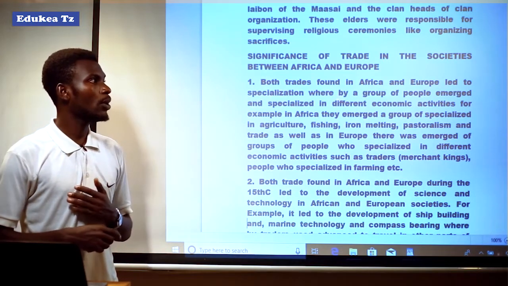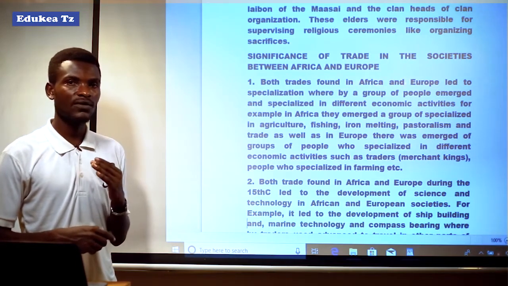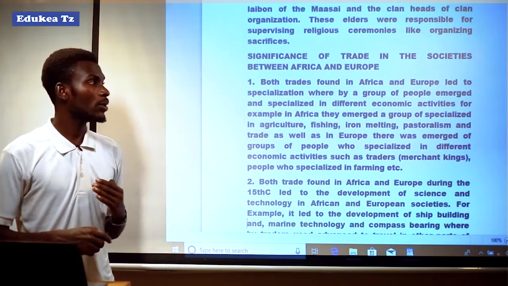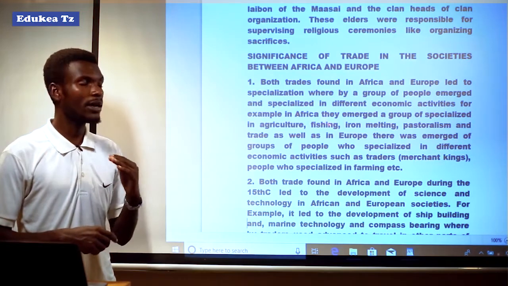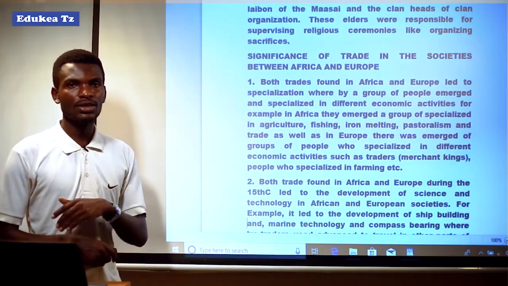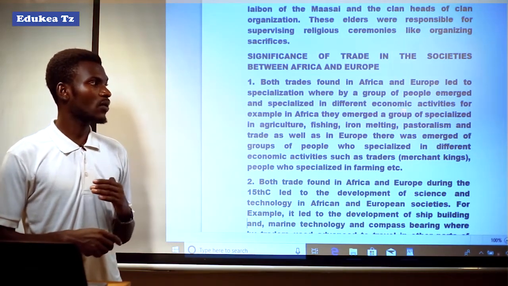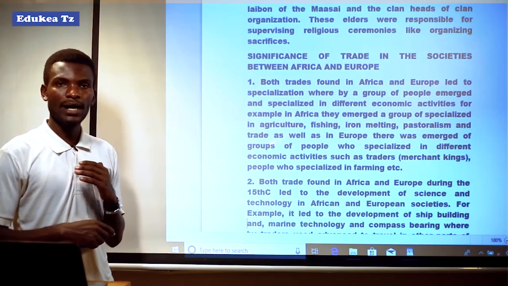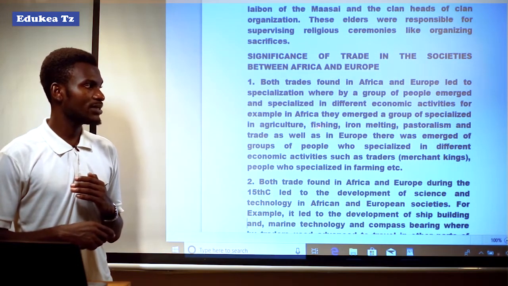The first one: the trade in which they were involved, in both Africa and Europe, led to specialization of activities, whereby groups emerged who specialized in different economic activities. For example, in Africa there emerged groups who specialized in agricultural activities, like the Baganda, and in the northern parts of West Africa, fishing activities.